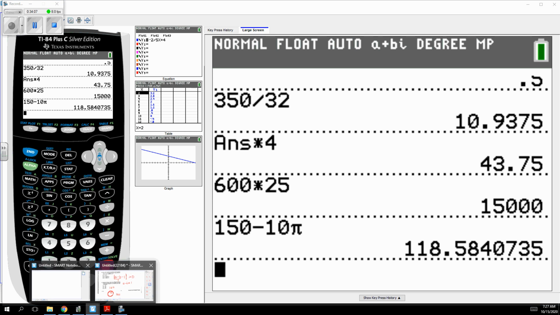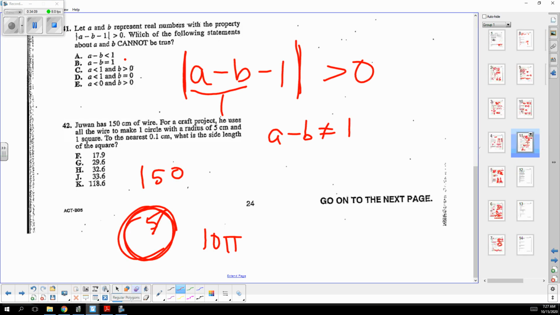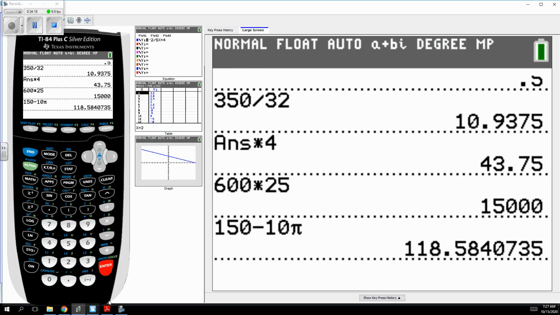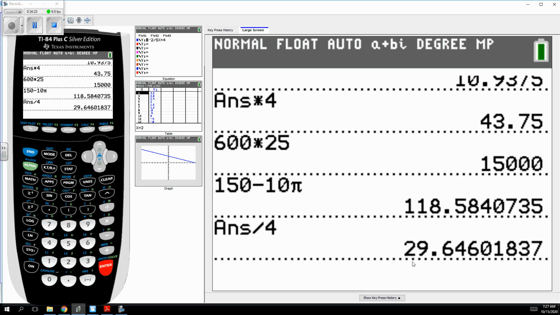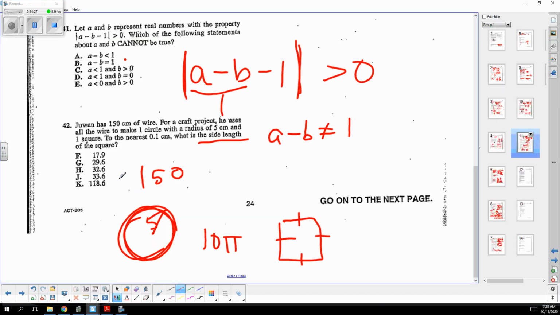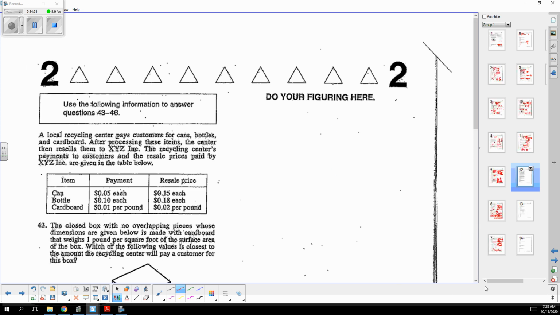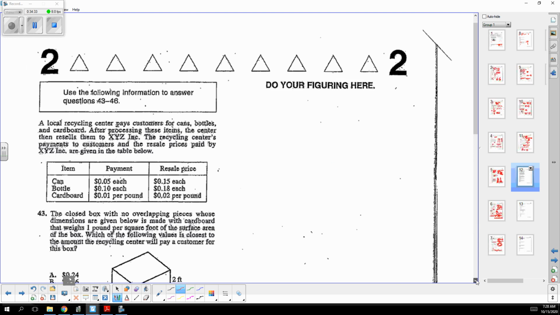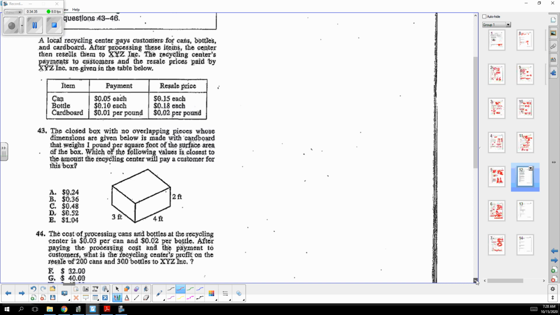118. With that 118, I'm going to bend it into a square, all 4 sides equal, and they want to know the side length of the square. So don't I take what's left and divide it by 4? And I get 29.6. Let's hope that's one of the answers. This one was a doozy too.